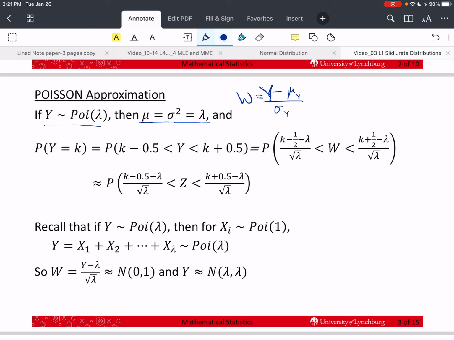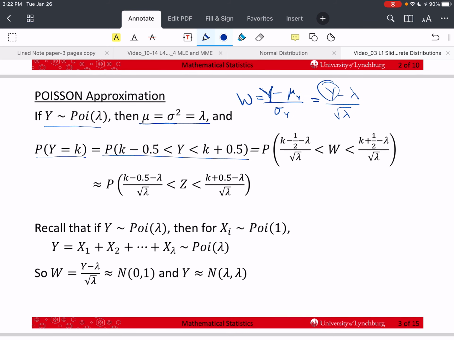So now we take the probability that Y is equal to k, and we're going to use our continuity correction. So this is equal to the probability that Y is between k minus 0.5 and k plus 0.5. And then we're going to do our transformation. Let me write it out up here. This is going to be (Y minus lambda) over sigma, which is the square root of lambda. And then we apply our continuity correction to this. So for k, it's going to be k minus 1/2 here, and then k plus 1/2 here. And so we're subtracting the mean, dividing by the standard deviation.